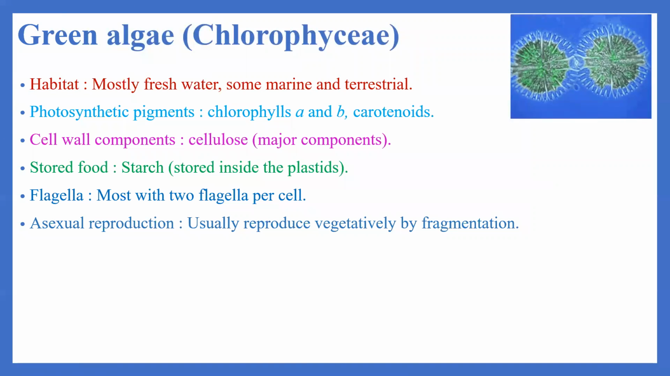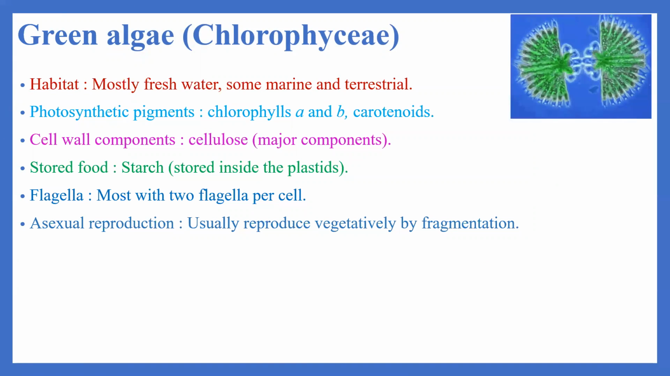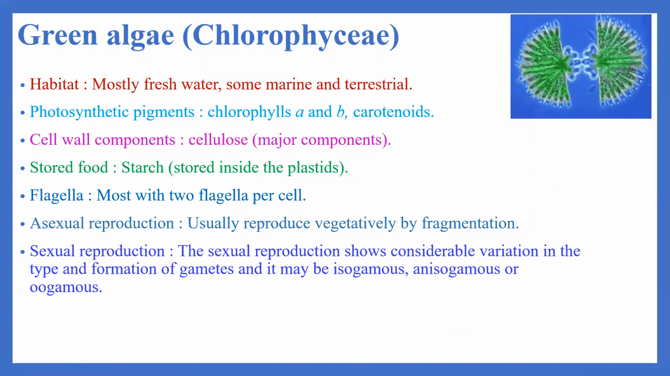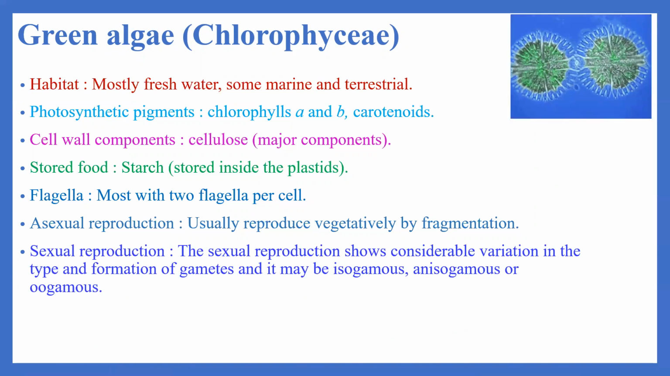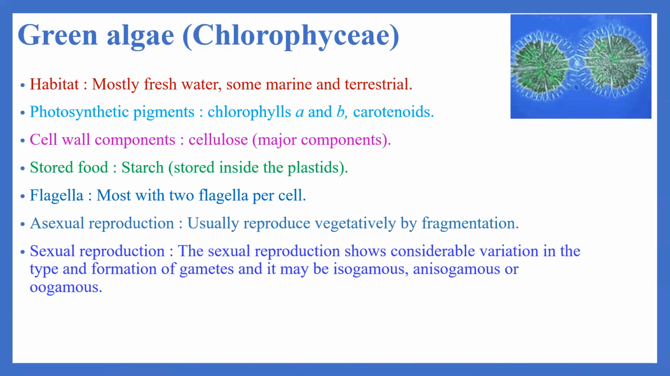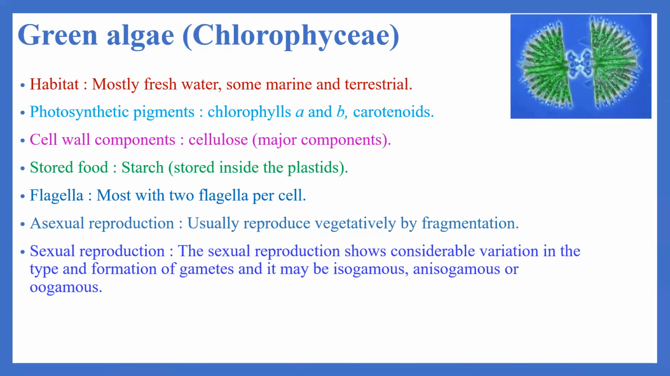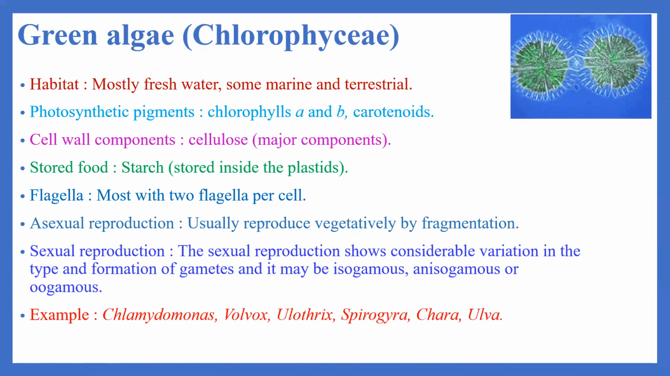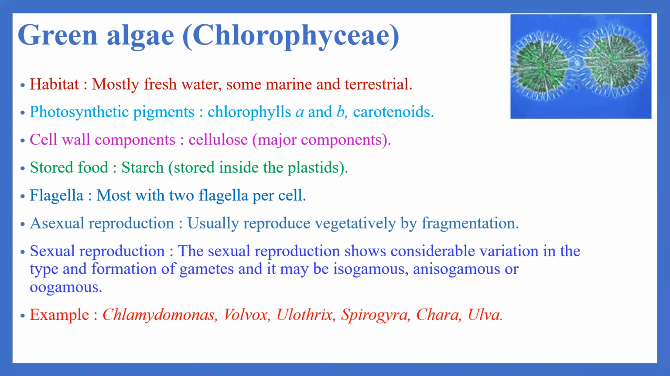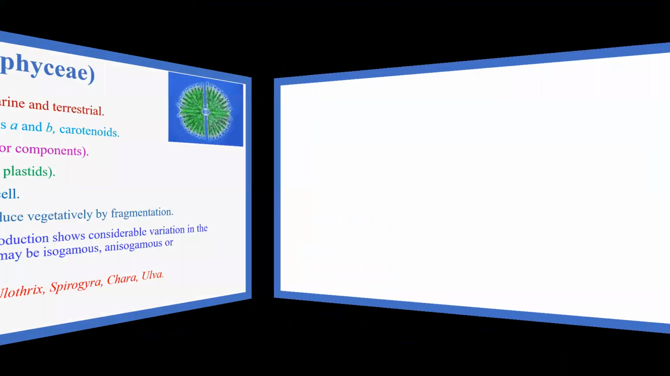They reproduce usually vegetatively by fragmentation, and also by sexual reproduction. In sexual reproduction, they show considerable variation in the type and formation of gametes, and it may be isogamous, anisogamous, or oogamous. Common examples are Chlamydomonas, Volvox, Ulothrix, Spirogyra, Chara, etc.